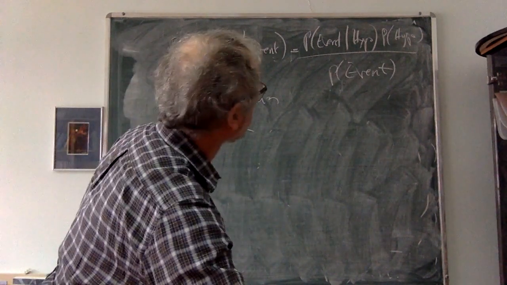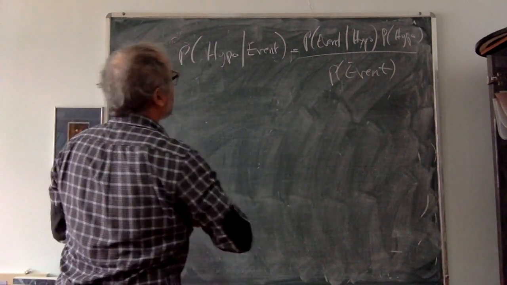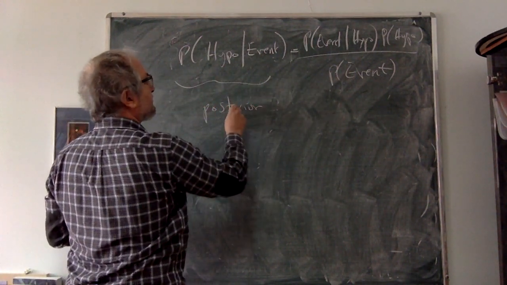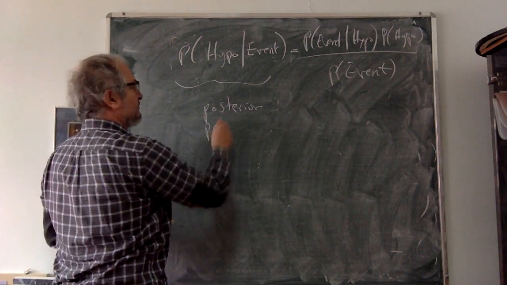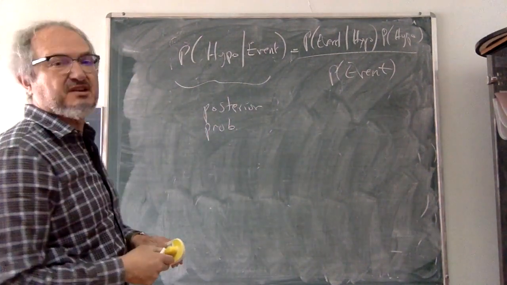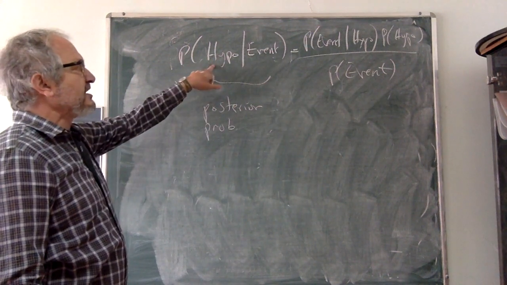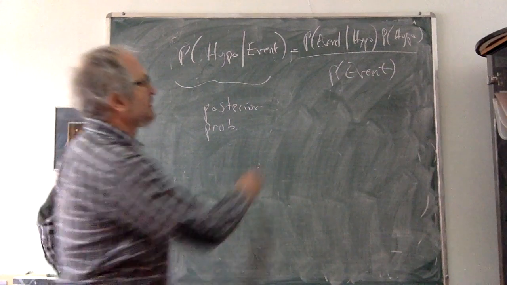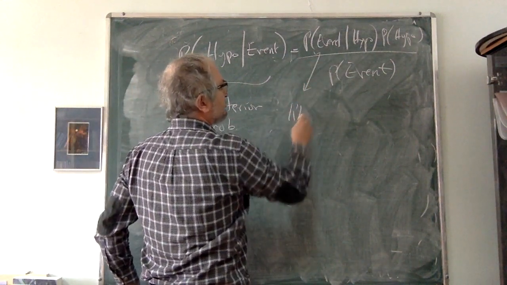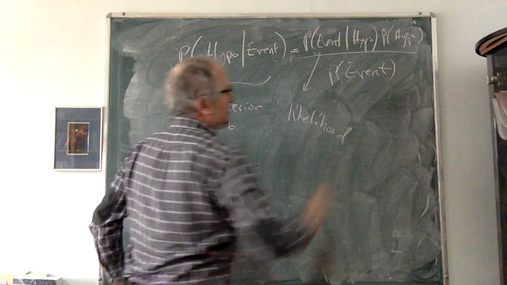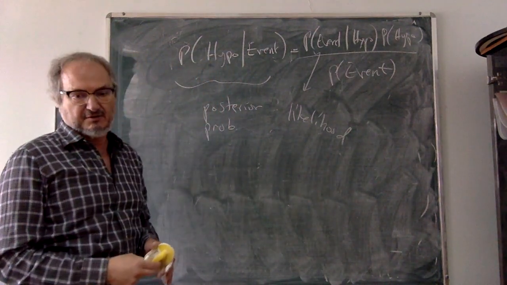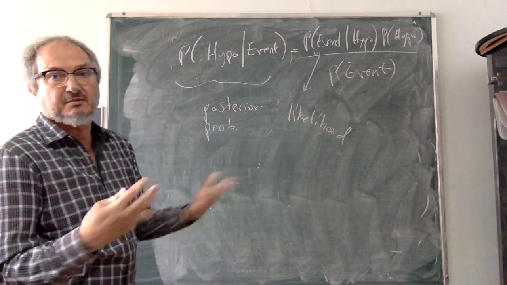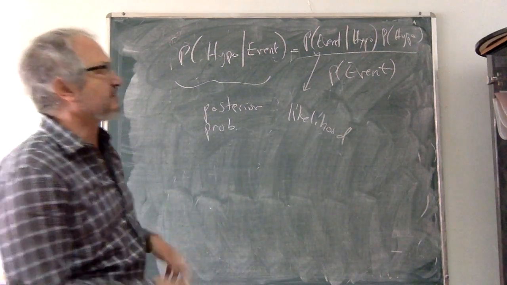And I should probably write the names for this. This is called the posterior probability. Posterior in the sense that I revise my hypothesis given the occurrence of an event. This is called the likelihood. And the whole business of inference modeling is essentially coming up with a good estimate for likelihoods, like maximum likelihood estimators and things like this.